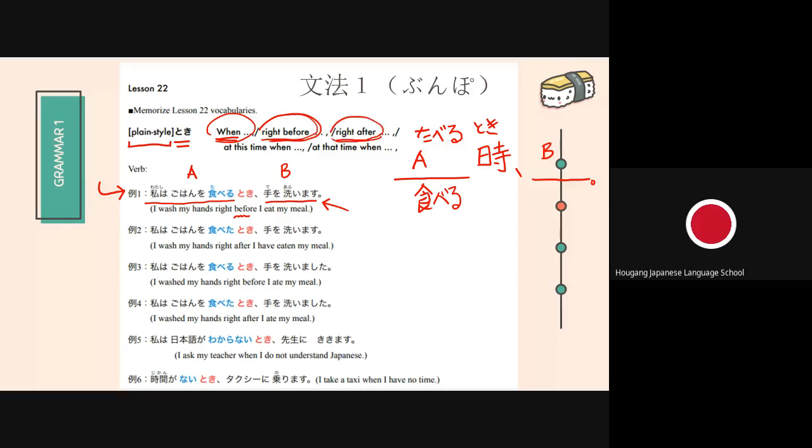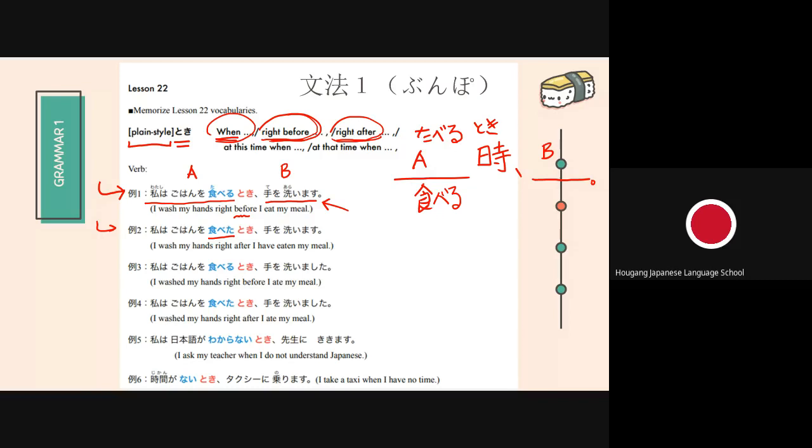Right, it really depends on the situation. Sometimes it can be together, simultaneously, but that's another grammar already. Okay, so let's look at example two. 私はご飯を食べたとき手を洗います。So what changed? Think about it. Okay, it's just now 食べる, now 食べた, past tense.